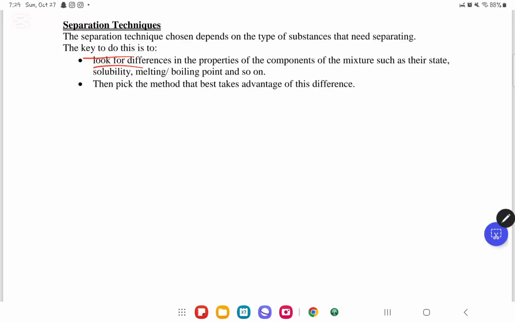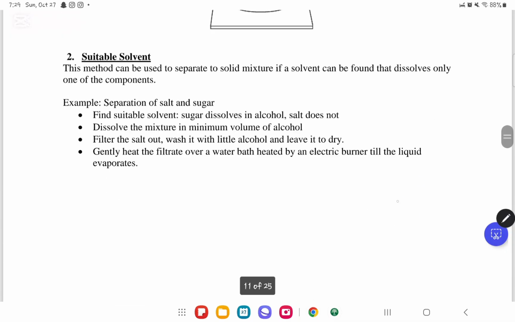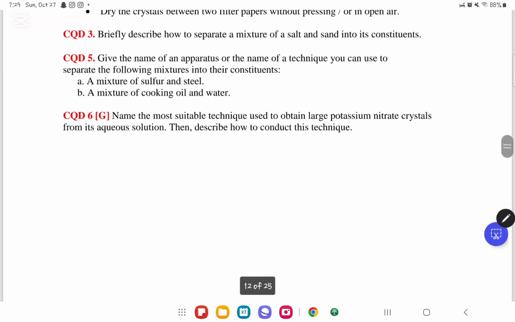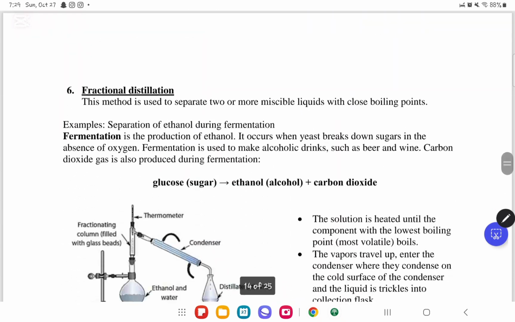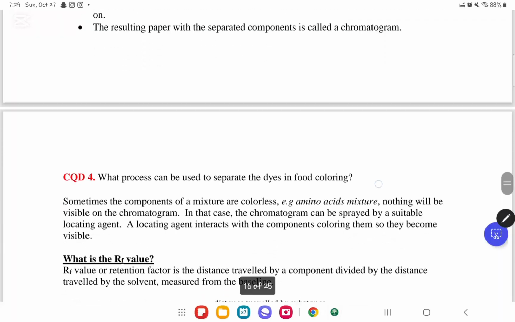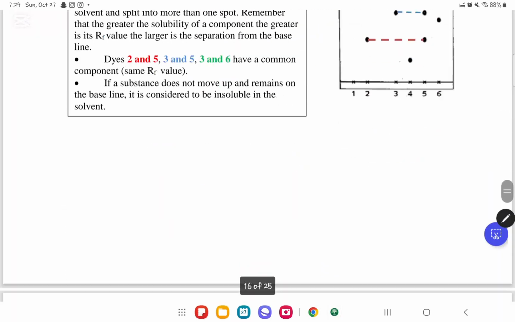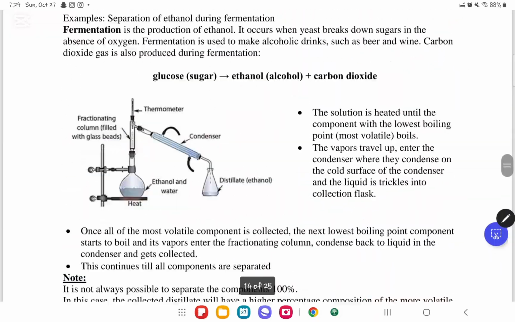Pick the method that best takes advantage of this difference. For example, we have filtration, we have suitable solvent, we have crystallization. Then we have a separating funnel, simple distillation, fractional distillation, chromatography. We have then the RF value. Then it's like the purity of solids and etc.